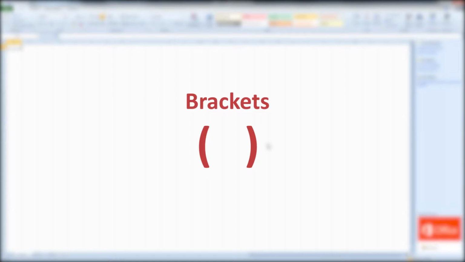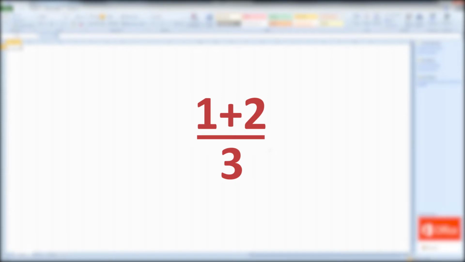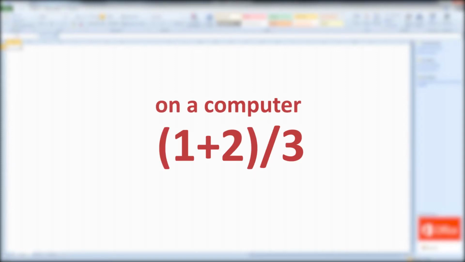Finally, the brackets. These are used to tell Excel what we want to do first. So if I had 1 plus 2, then divided by 3, and we wanted Excel to add the 1 and 2 together first, and then divide by 3, we would write it like this.